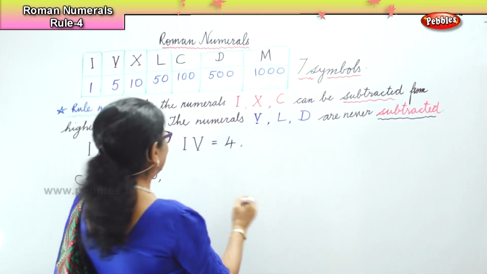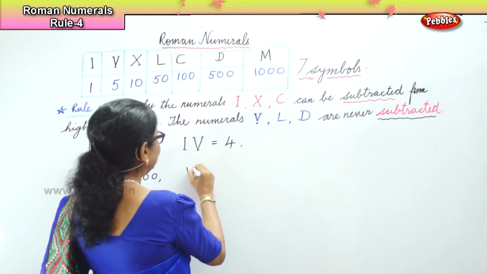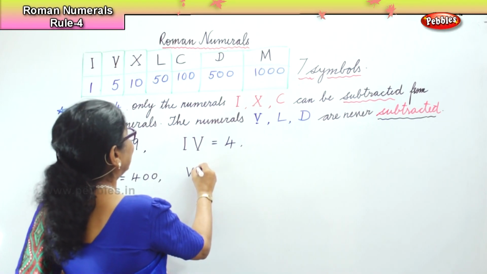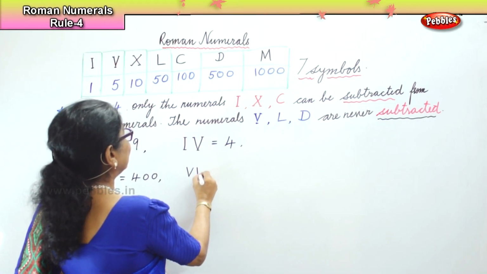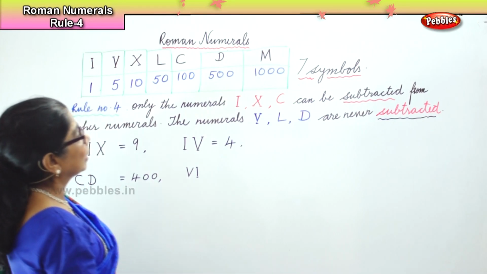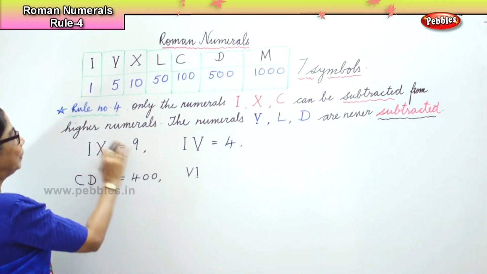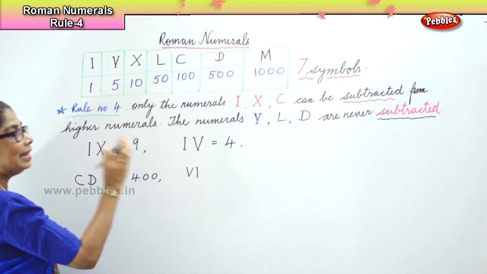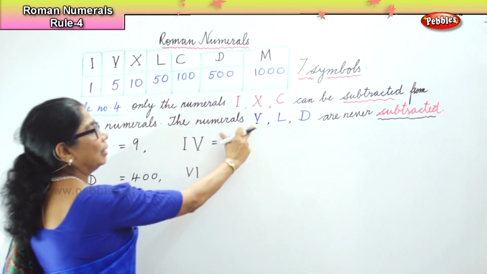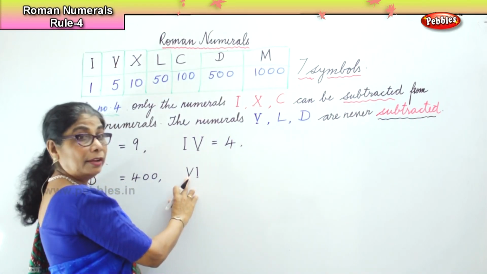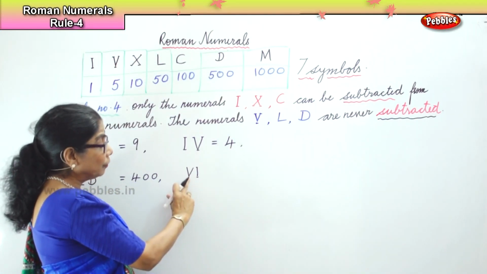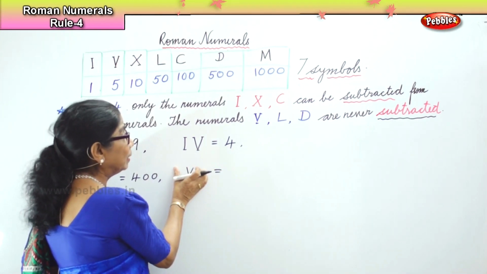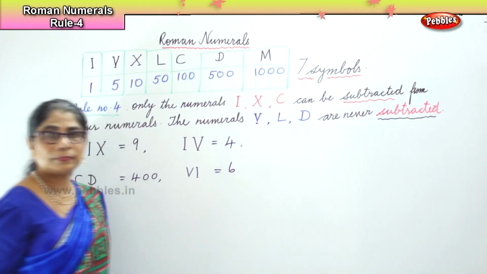Now, let's look at another number. Here I have 5 and then 1. What do you call this number? The Roman numeral 5 never gets subtracted. The rule says Roman numeral 5 can never get subtracted. So 5 we have here and 1 we have here, and we call this number 6.